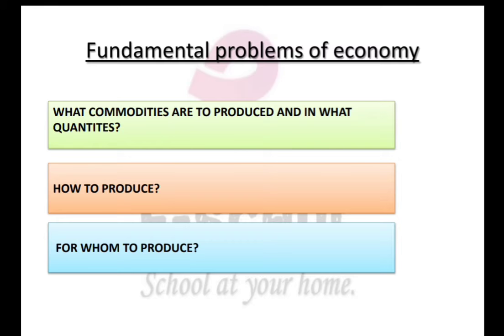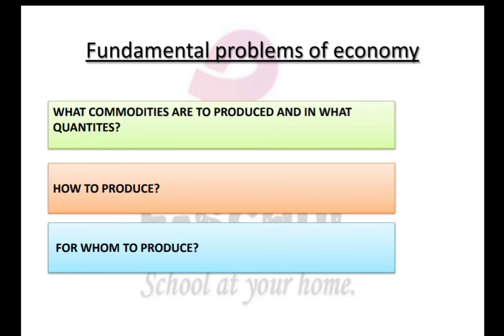Now, coming to the second problem, that is how to produce. Now, see, the same commodity may be produced either by using more labor and less capital, or by using more capital and less labor. Hence, the country has to decide how much amount of resources will have to be employed in the production of each commodity, because it can be capital intensive production or it can be labor intensive production. Now, if the country is a very poor country, then it should employ more labor and less capital.